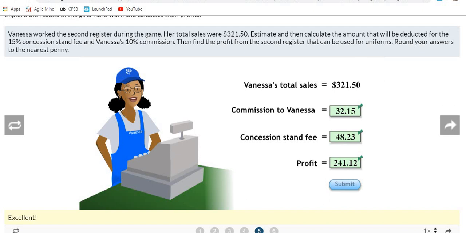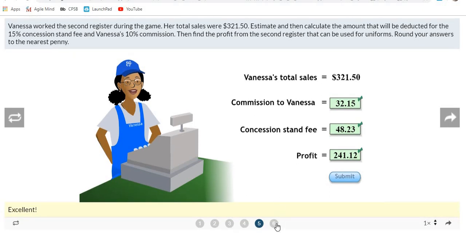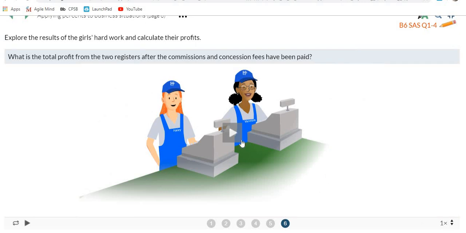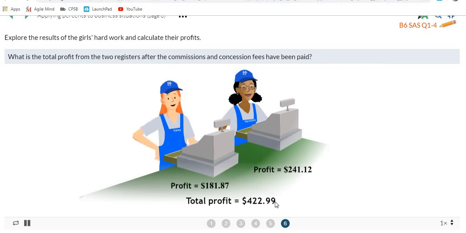Alrighty, moving right along. Problem number 4 in your workbook wants to know what is the total profit from the 2 registers after the commission and concession stand fee was paid. So they want to know total profit from Vanessa's and Haley's. Well, to find total profit, we're going to combine their profits together. Profit Vanessa got, the profit Haley got, we add them together, and this is how much money they both earned. So that is your problem 4.